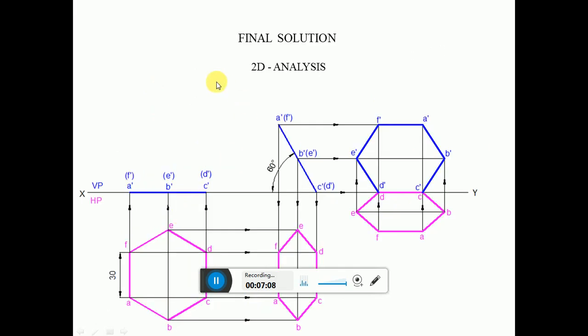When you come to the 2D analysis, you can see here the side which is resting on HP is also resting on VP. The surface of the lamina is inclined at 60 degrees to HP and it has got a side of 30 mm. This is how we will be able to analyze the problem.